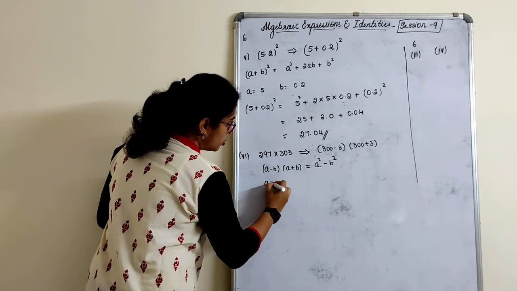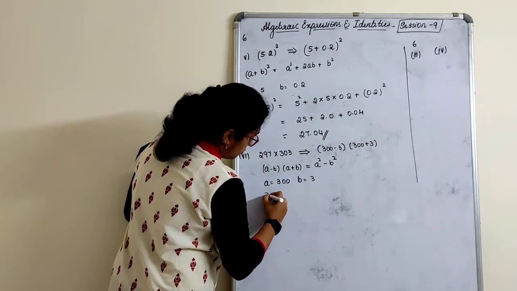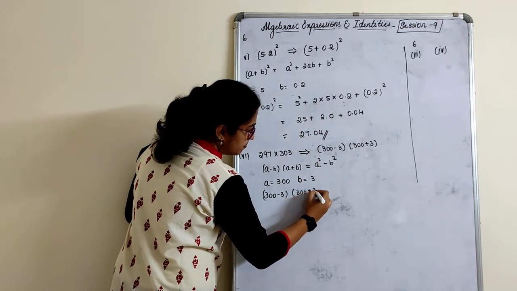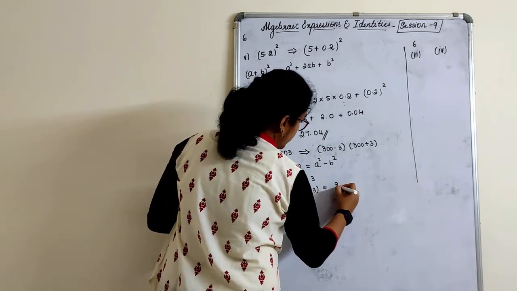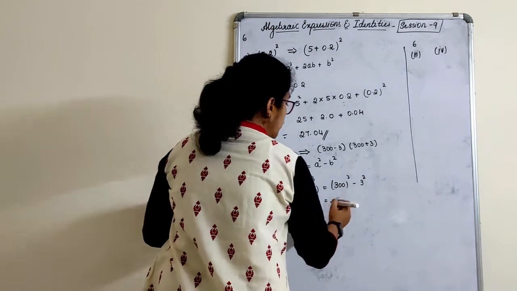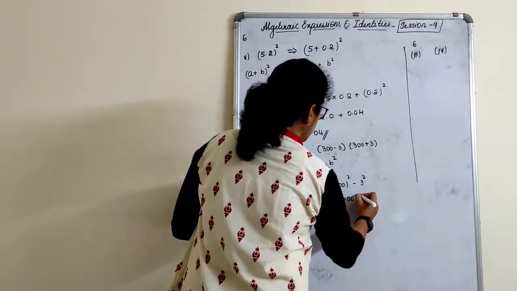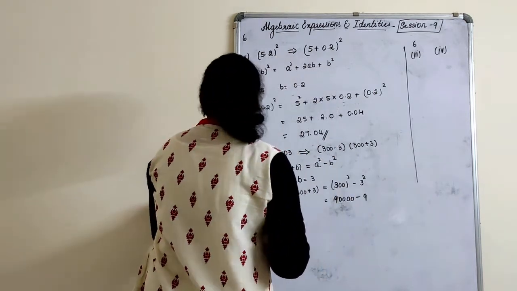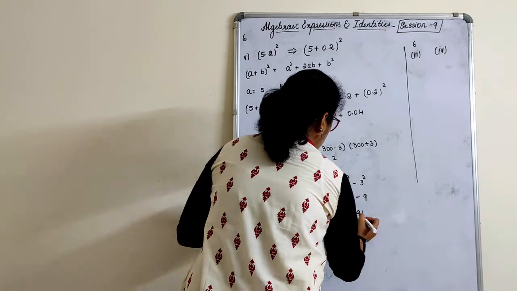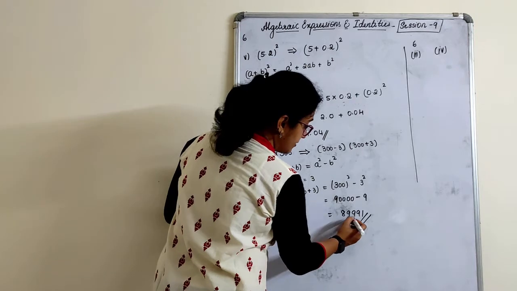So what is your a, children? A is 300. What is your b? 3. So 300 minus 3 of 300 plus 3 is equal to a square, that is 300 square minus 3 square. 300 square is 9 and 4 zeros, right? Minus 3 square is 9. Answer is 89991. This is how you calculate it.